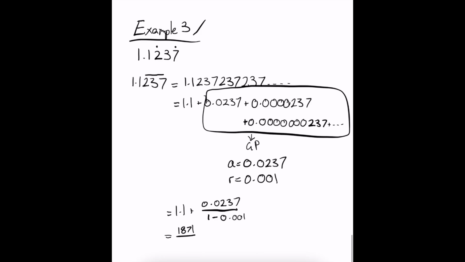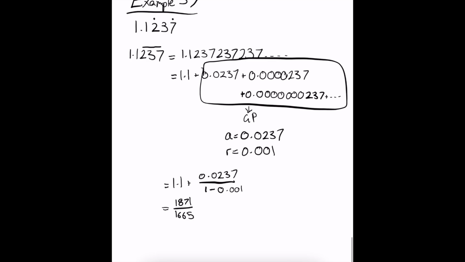1,871 on 1,665. So it's a bit of an unusual fraction, but if you plug it into a calculator, you'll be able to see that this becomes the recurring decimal that we had up here. And that's the best way, I guess, to check our answer and our result. So this summarizes our lesson for today.